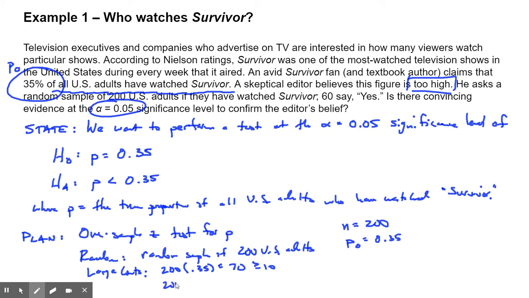We do 200 times 1 minus the null value, 0.35. And that's going to come out to be 130. And again, I should have known that because they just add to 200. And that passes the large counts condition. Good. So our conditions are met. We are good to do the problem. All right, so I'm going to erase this and we'll do the problem.